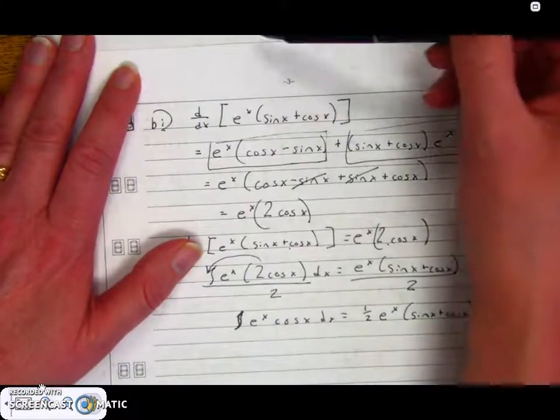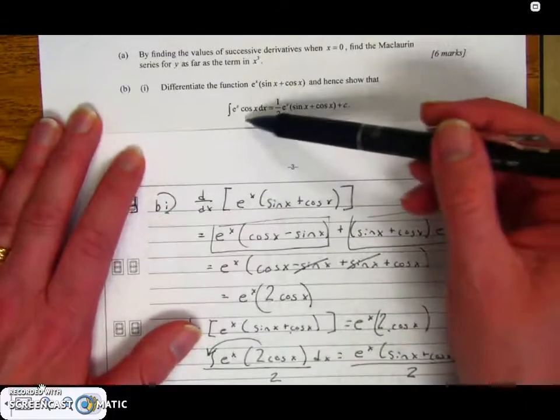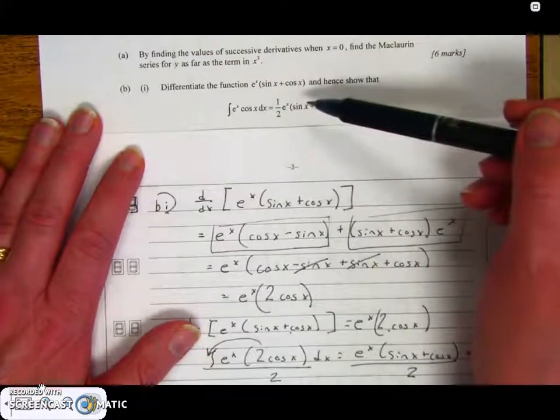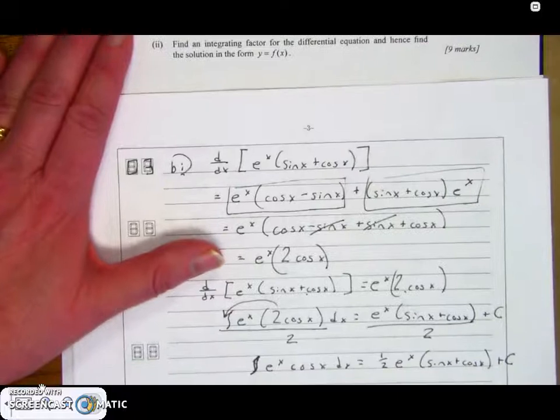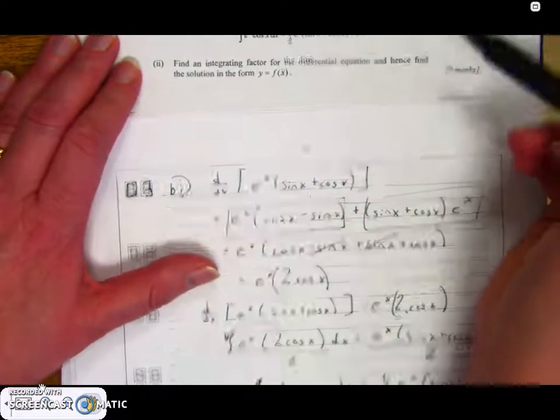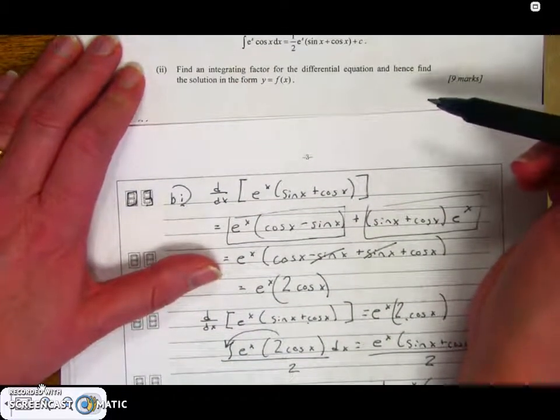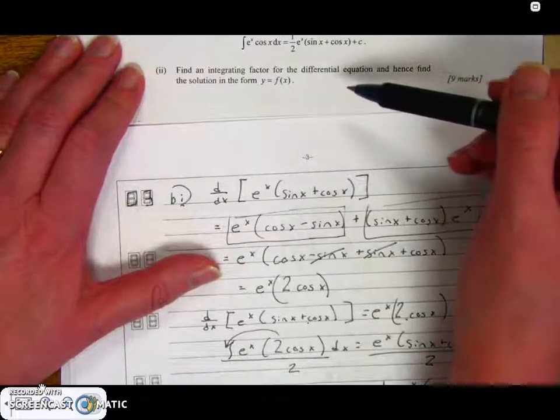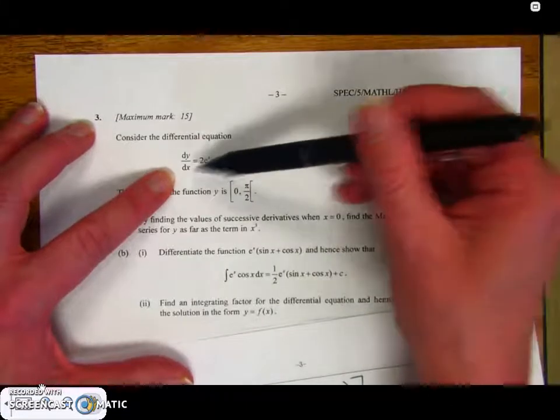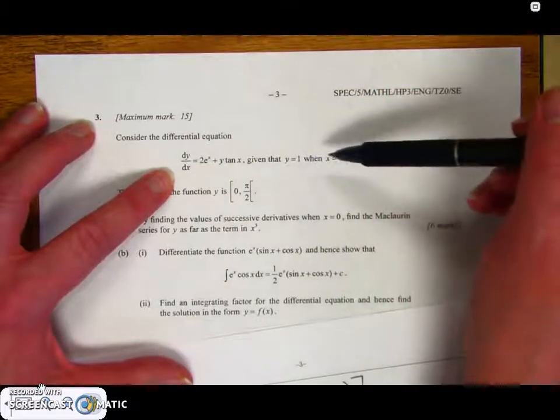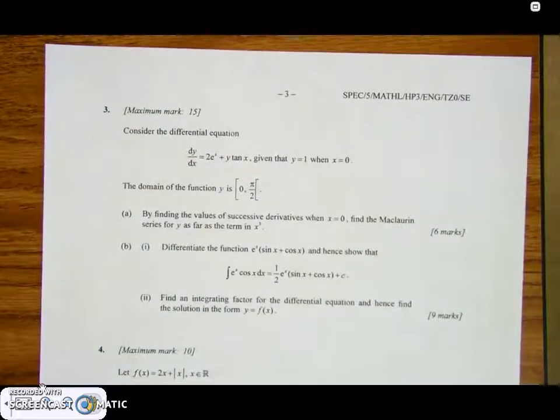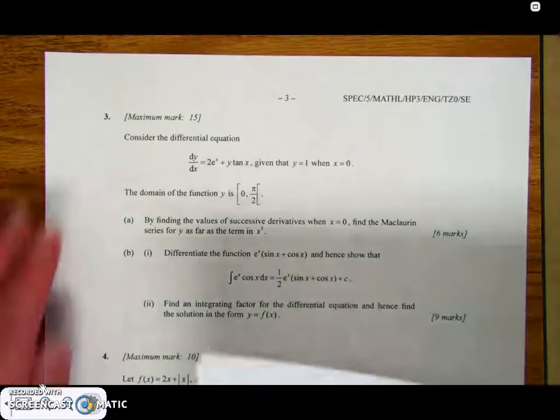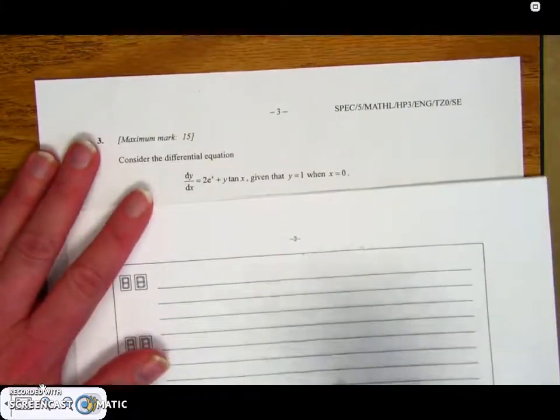If I didn't have this, I would really be looking at integration by parts to do this if they hadn't asked me to go in this direction. And they're trying to do that to help us on the next part. So the next part says, find an integrating factor for the differential equation and hence find the solution in the form y equals f of x. So it has to be solved for y. They are asking you to solve this using the integrating factor. And because they gave you an initial point, you're going to have to solve for that c. Okay, so we're just going to start with that.